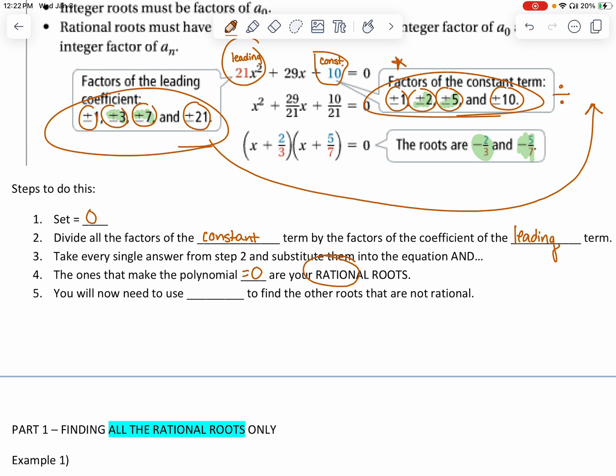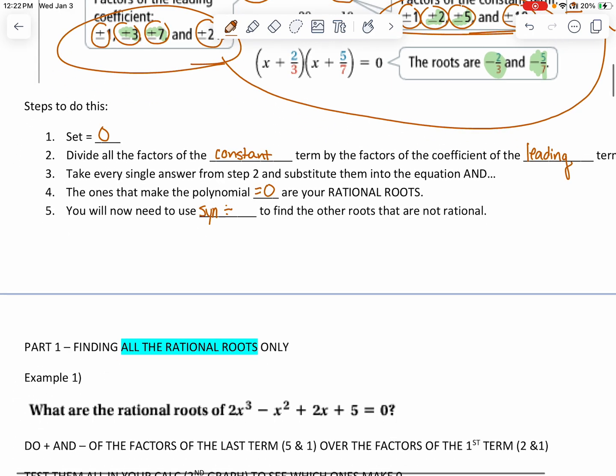Remember, rational means it can be made into a fraction. So for example, the square root of 3 is not a rational root. So it won't help you find the irrational roots. You will need to use synthetic division to find any other roots that aren't rational, and that is actually going to happen more tomorrow in chapter 5, section 6 than it does today. All right, I think it's going to be fun.